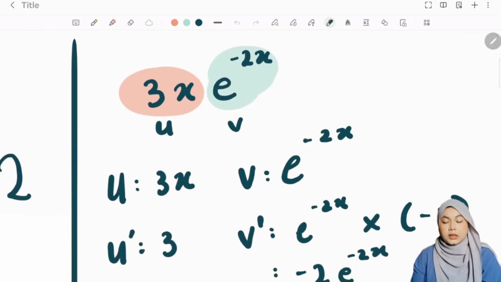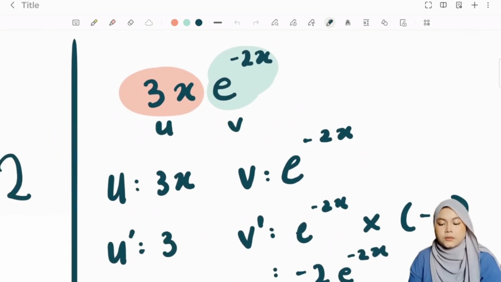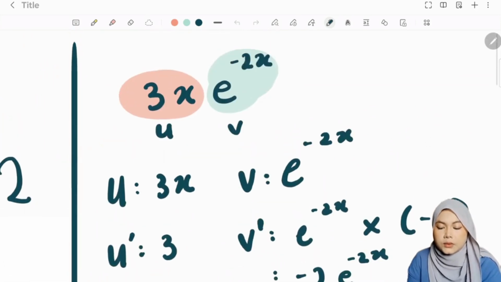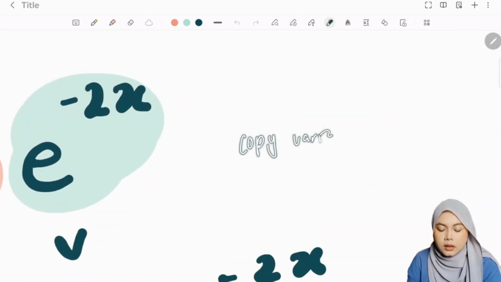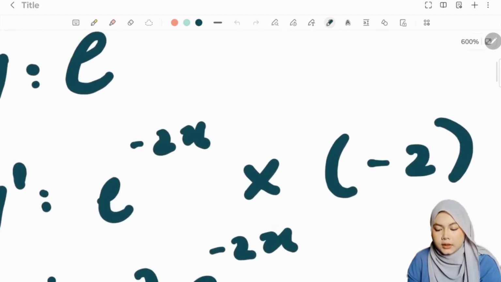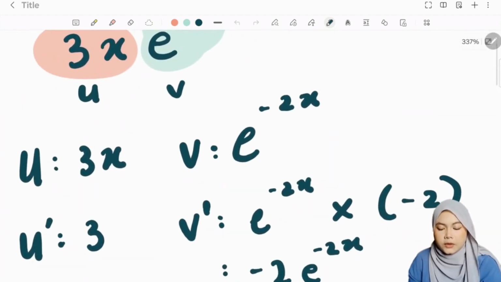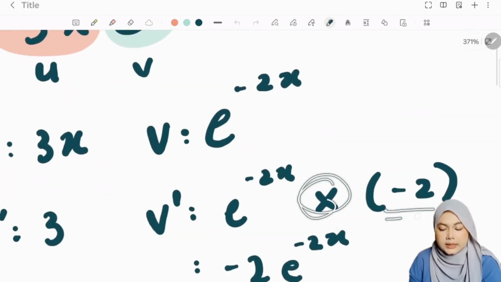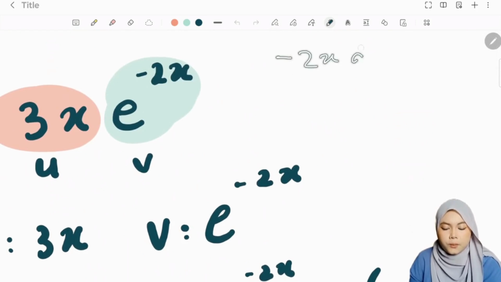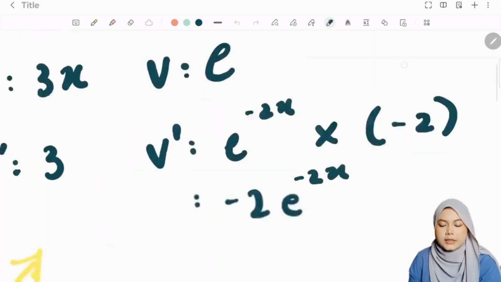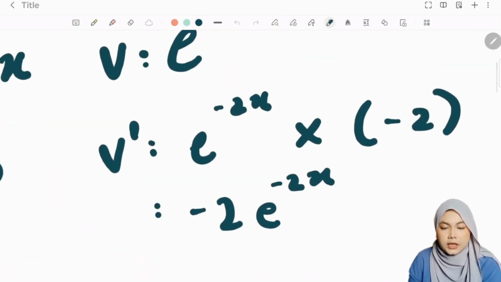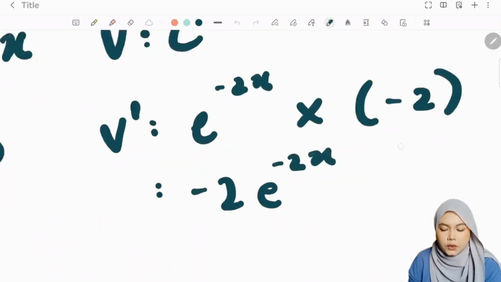For the exponential, the basic thing we have to know is that to differentiate an exponential, we copy the variable times the derivative of the power. So here the variable is e to the power of negative 2x. We copy e to the power of negative 2x times the derivative of the power. Here the power is negative 2x, so if we differentiate it, it turns into negative 2 only.